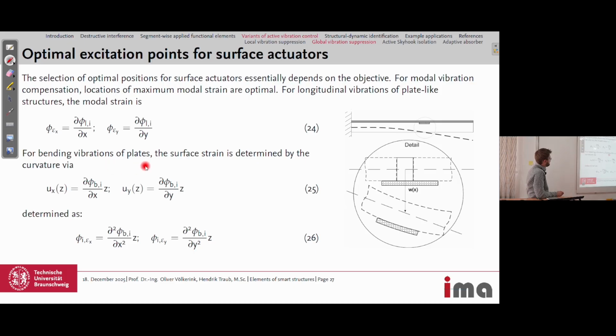And for the bending vibration of plates, it would be the surface strain, which is determined by the modal strain. At first we have the displacement on the surface with this strain times the z coordinate, and if we then derive it another time with respect to space, then we get this surface strain for the bending.